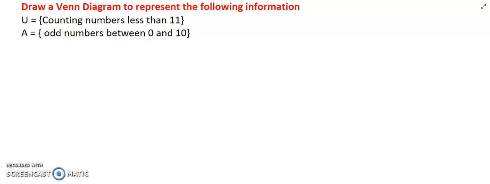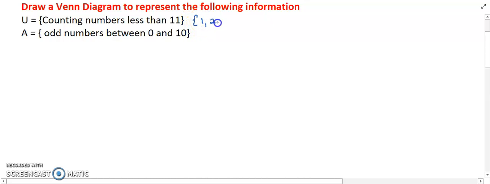So U for universal set is really talking about all the members of the sets that we're talking about. And it says counting numbers less than 11. So the question is, what are the counting numbers less than 11? Let's go. And the members of this set, remember, counting. So we'd have 1, 2, 3, 4, 5, 6, 7, 8, 9, 10. Would we include 11? No, because 11 would be equal to 11, and the question says less than 11, so we would stop at 10. Very good.